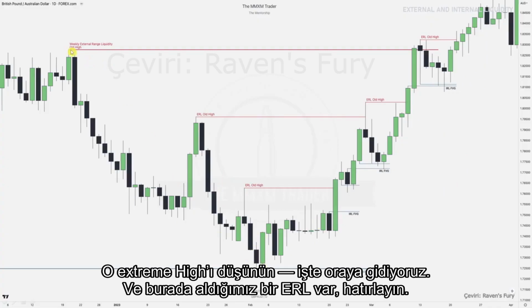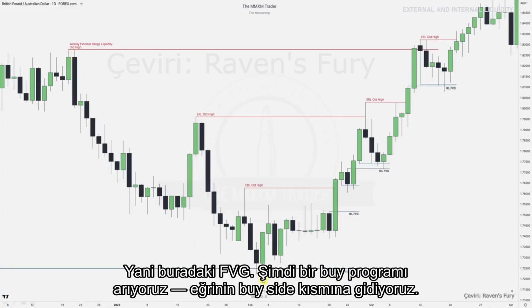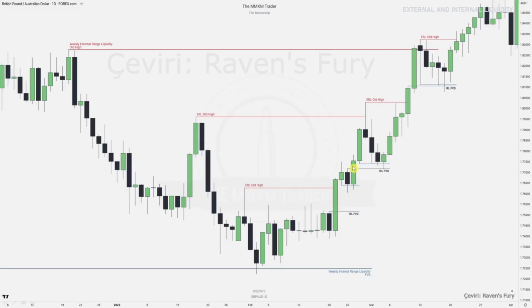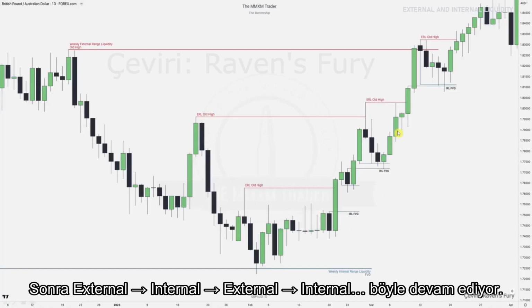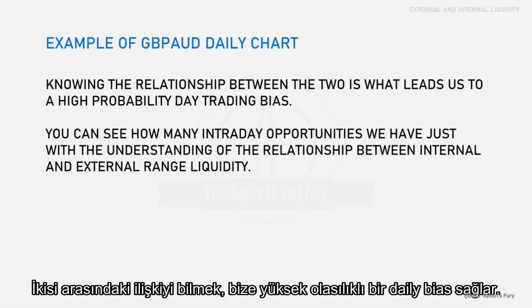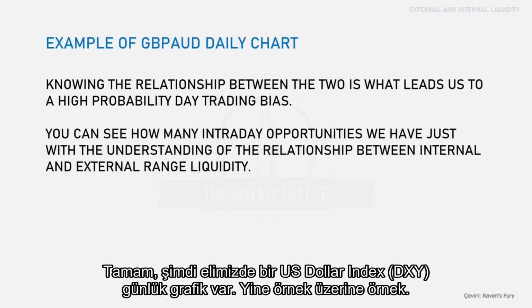Think about that extreme high. We're going to, and this high, we raided an external range liquidity over here. Remember, so we're drawing into a weekly internal level. Weekly internal level is down here, right? That fair value gap. Now we're looking for a buy program, buy side of the curve. We're going to an external range here, back to internal, to external, to internal, to external, to internal, and so on and so on. Knowing the relationship between the two is what leads us to a high probability daily bias. You can see how many intraday opportunities we just had with the understanding of the relationship between internal and external range liquidity.